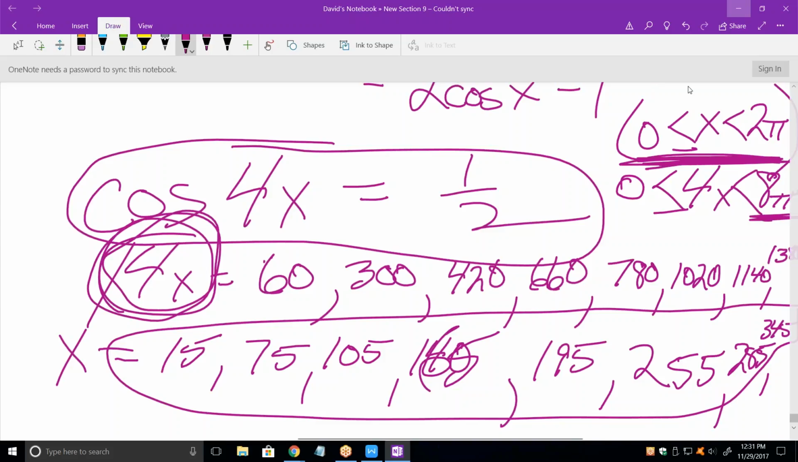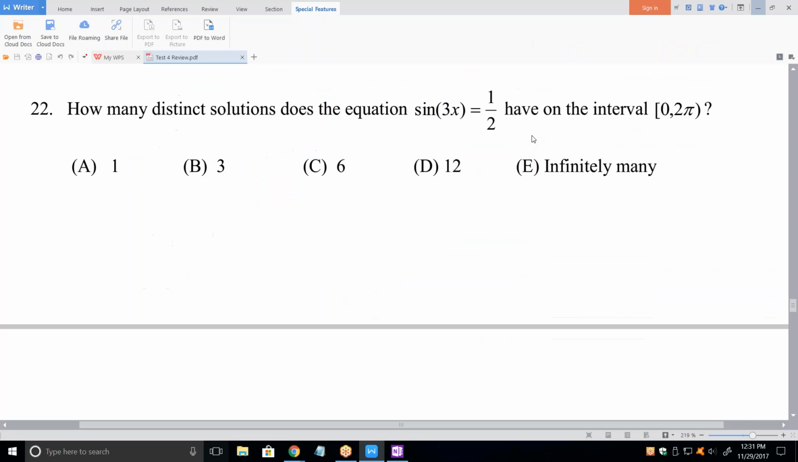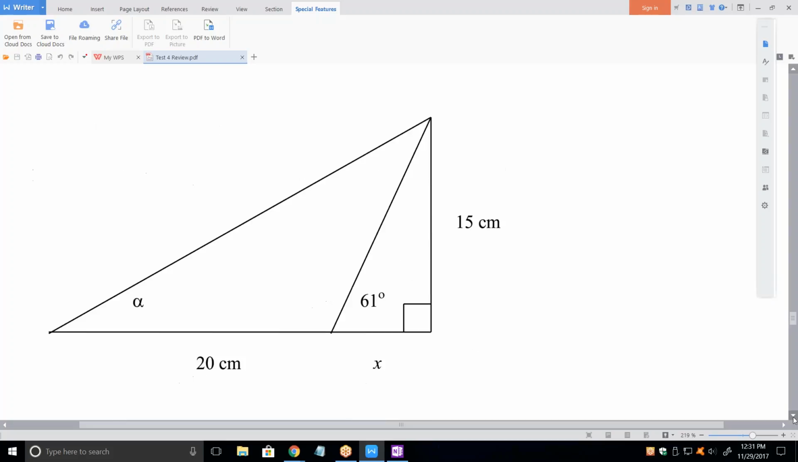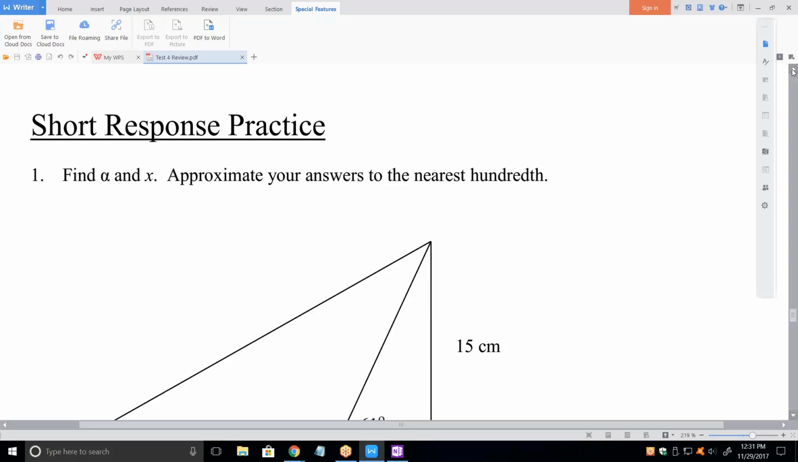So I think you get that part. You feel like you do? Yeah. All right. So we did this one. What is this? This looks different.